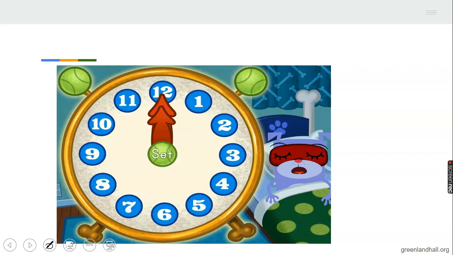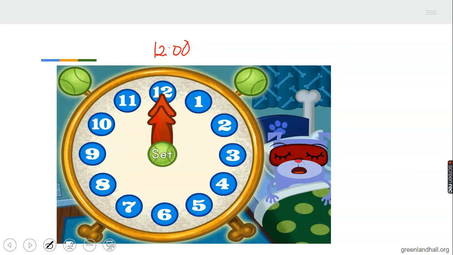Okay, this is showing o'clock, but look at the hour. The short hand is facing 12. That's 12 what? O'clock. O'clock means 00. Or you write O apostrophe and then you write clock. So this is 12 o'clock.